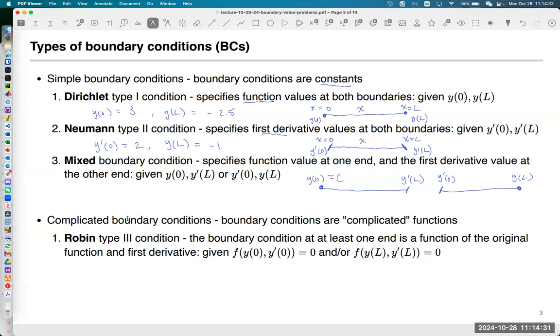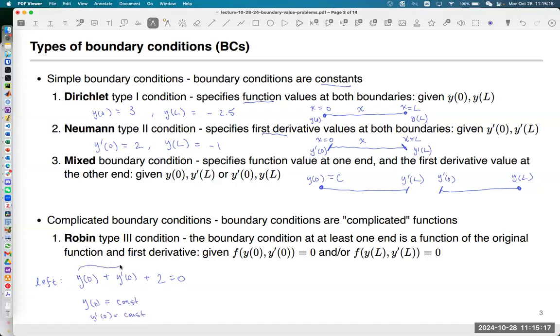But we could also have some more complicated boundary conditions, where boundary conditions are complicated functions instead of constants. That's called a Robin type 3 condition, where the boundary condition at at least one of the ends is a function. So for example, I can have y of 0 plus y prime of 0 plus 2 is equal to 0. And this is at the left boundary because it's a function evaluated at 0. This is a Robin type 3 condition because you cannot rewrite it as y of 0 equal to some constant or y prime of 0 equal to some constant.